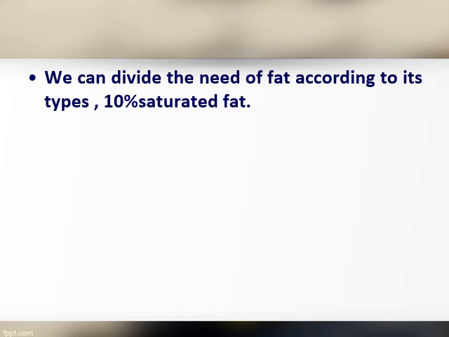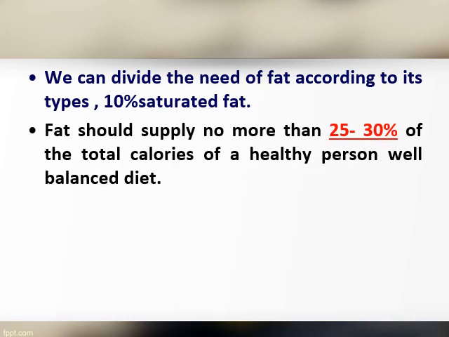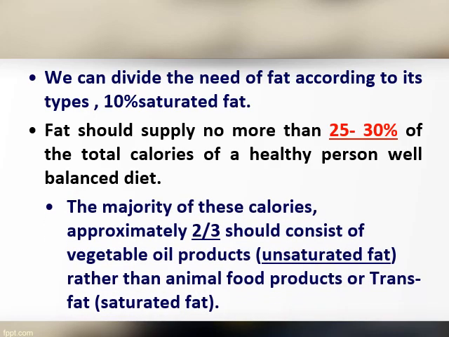We can divide the need of fat according to its types: 10% saturated fat. Fat should supply no more than 25 to 30% of the total calories of a healthy person's well-balanced diet. The majority of these calories from fat, approximately 2/3, should consist of vegetable oil products, which are unsaturated fat, rather than animal food products or trans fat.